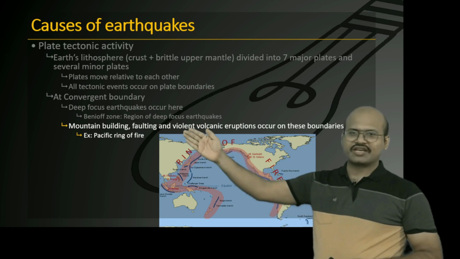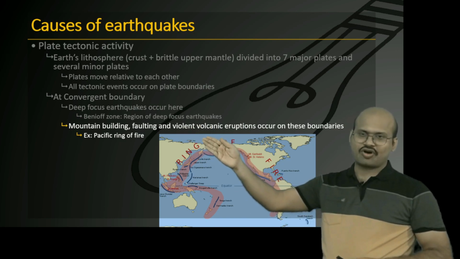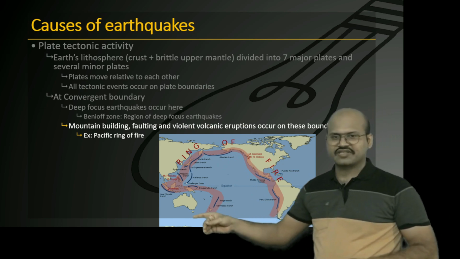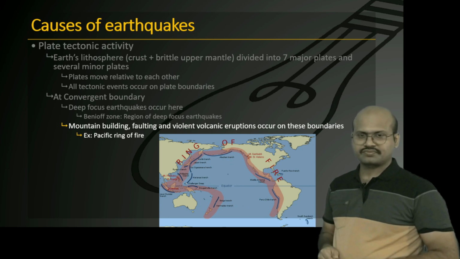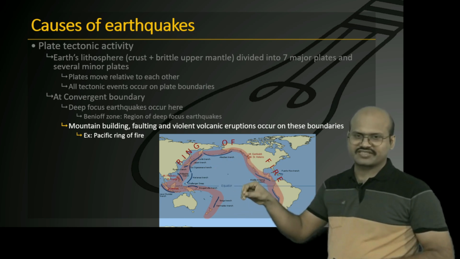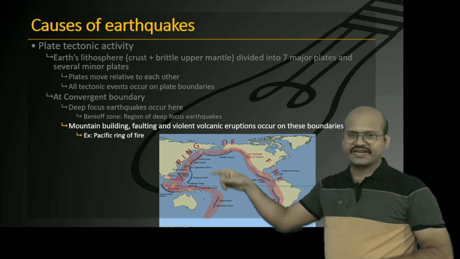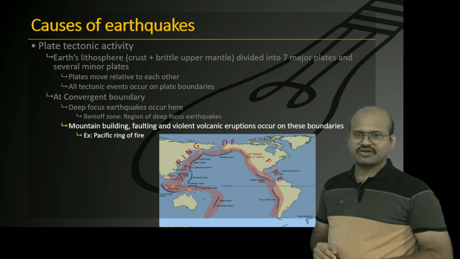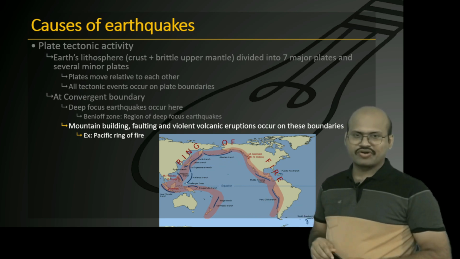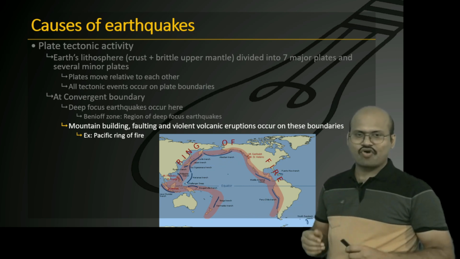Mountain building, faulting and violent volcanic eruptions occur on the convergent boundaries. We can see here, this is called the Pacific Ring of Fire. In this region, the Pacific plate and other plates are subducting under the continental plates. And because of this, on the margins of the continental plates, we see a lot of mountain building activities as well as volcanic activities.